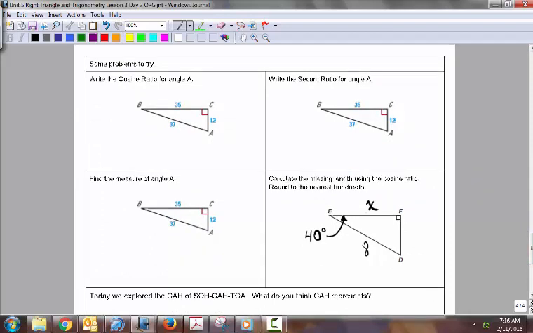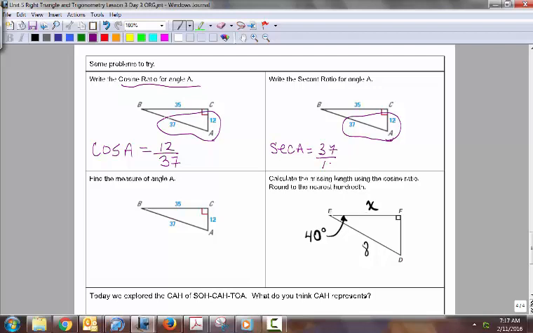A couple problems just to finish off the lesson. All we're doing is writing the cosine ratio. We find the reference angle, the adjacent side, and the hypotenuse, and all we have to write is the cosine of angle A is the side adjacent over the hypotenuse. If this was able to be reduced, we would reduce the ratio. Writing the secant ratio, I need the same components, but the reciprocal. So the secant of angle A is 37 over 12.